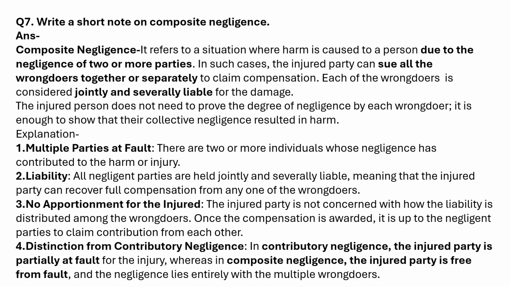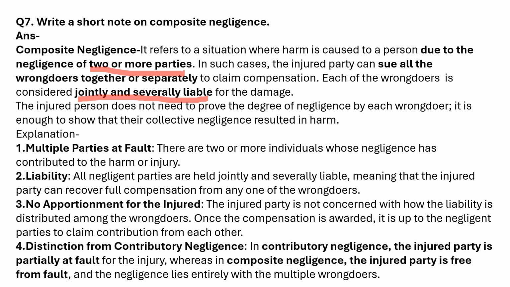Write a short note on composite negligence. Composite negligence refers to a situation where harm is caused to a person due to the negligence of two or more parties. Keywords. In such cases, the injured party can sue all the wrongdoers together or separately to claim compensation. Each of the wrongdoers is considered jointly and severally liable for the damage. This is another keyword. The injured person does not need to prove the degree of negligence by each wrongdoer. It is enough to show that their collective negligence resulted in harm.